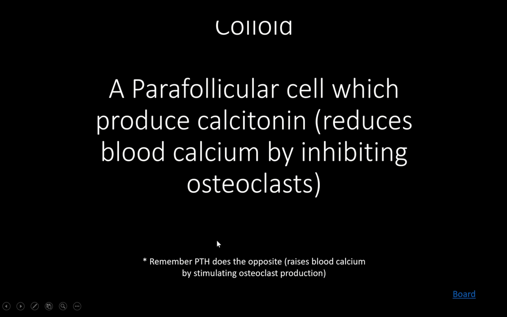Remember that PTH, parathyroid hormone, does the opposite of calcitonin, right? So they work against each other to kind of maintain equilibrium. Parathyroid hormone is going to be released when we have low calcium. So it's going to raise blood calcium levels, and it's going to do that by stimulating osteoclast production. So we're going to produce more of those osteoclasts that are going to break down bone. It's going to release more calcium, and so we're going to have more calcium in the blood. So just remember what those hormones do. Remember, calcitonin is made by the parafollicular cells in the thyroid gland.